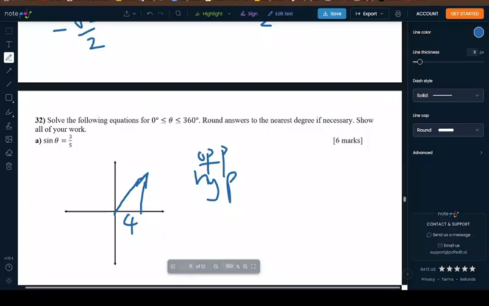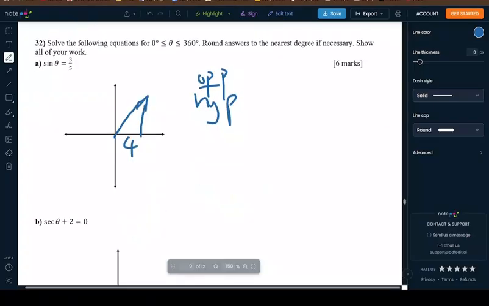But obviously, remember that theta is going to equal theta. So let's go ahead and inverse it. Inverse sine of 3 over 5. It's going to give us a degree of roughly 37.